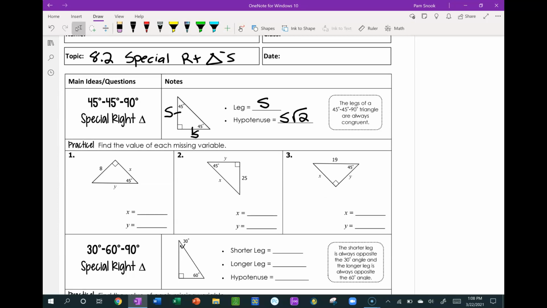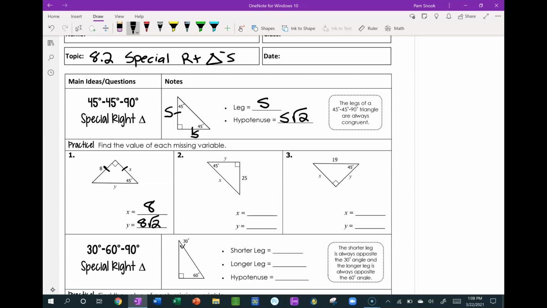So let's solve some problems just using our shortcut. We're not going to bother with the Pythagorean theorem. On our first one, we're told one of the legs is 8. Because a 45, 45, 90 is also isosceles, x equals 8. Then to find y, the hypotenuse, I use my pattern, I take the side and multiply by root 2, and I'm done.